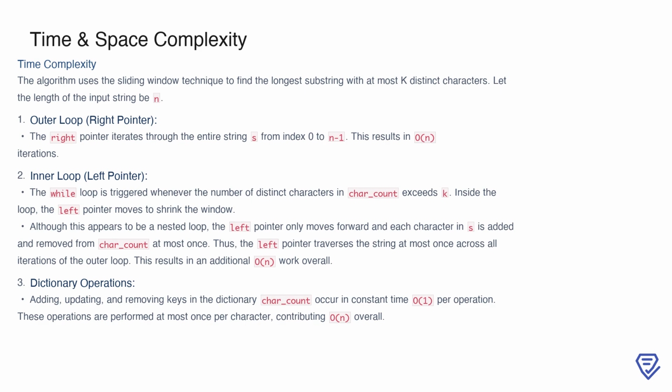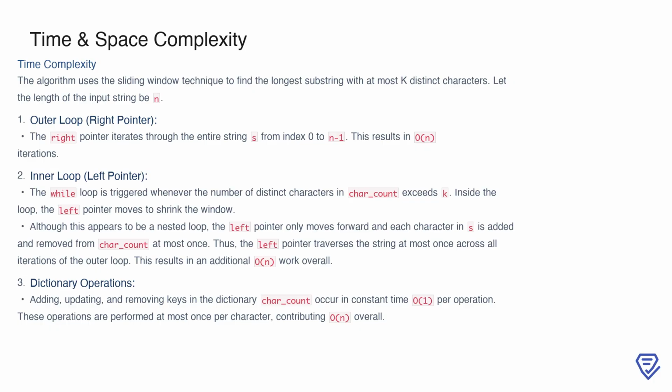The time complexity of this algorithm is primarily determined by its use of the sliding window technique. Here, the right pointer traverses the entire string from start to finish, making n iterations. Meanwhile, the left pointer is responsible for contracting the window when the number of distinct characters exceeds K. Although the left pointer appears to operate inside a nested loop, it only moves forward and processes each character once throughout the entire string, contributing an additional n operations.